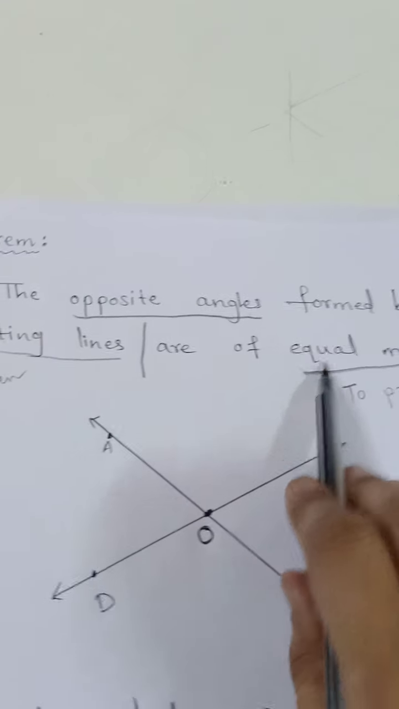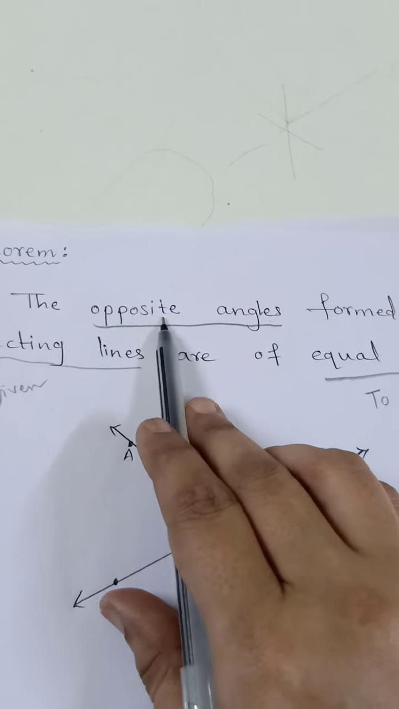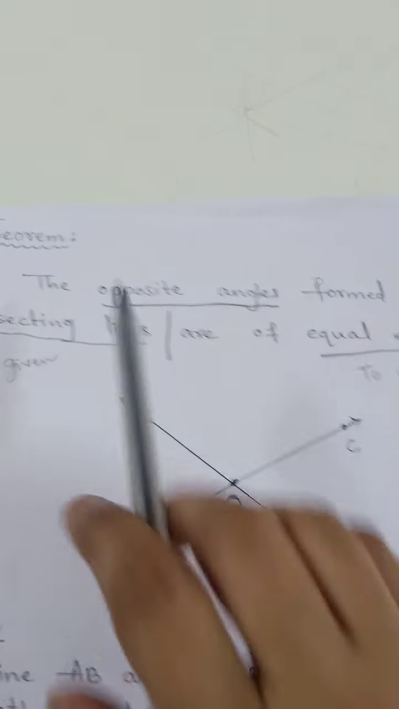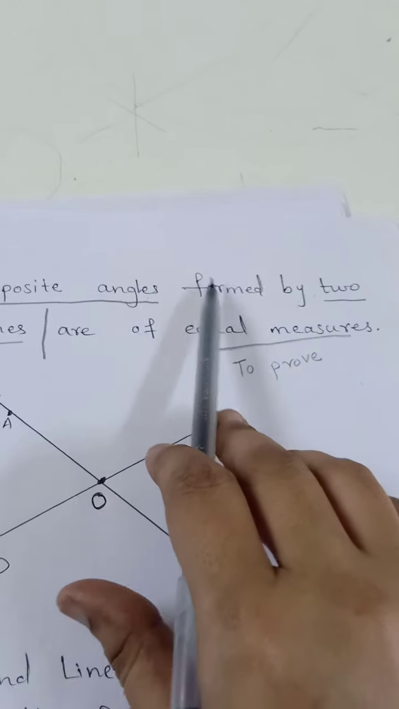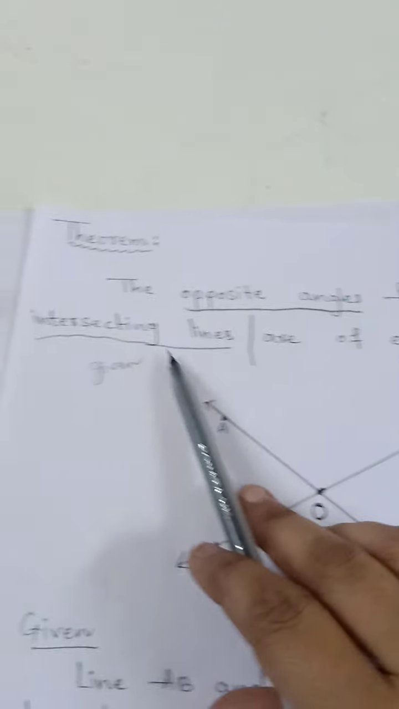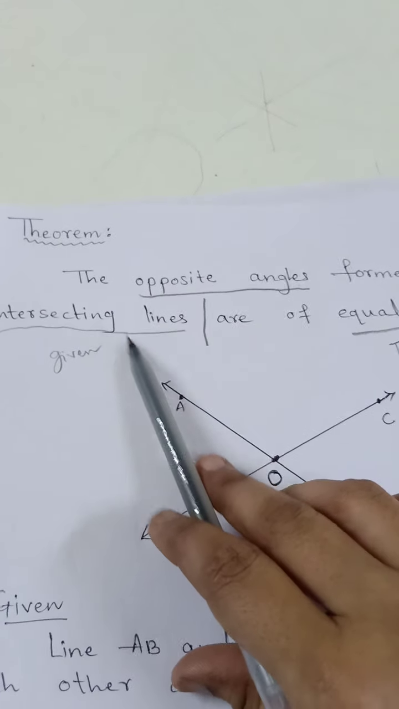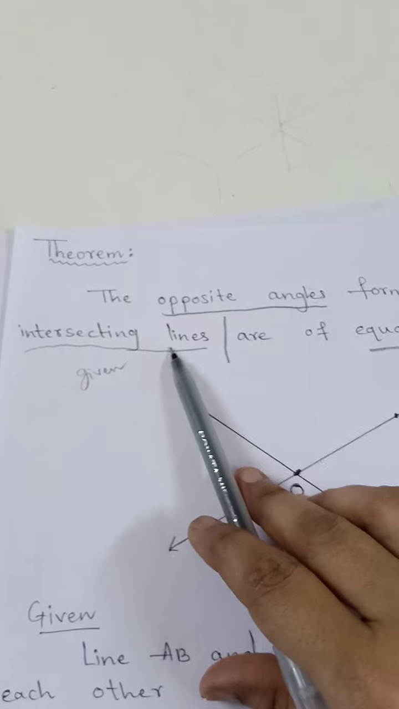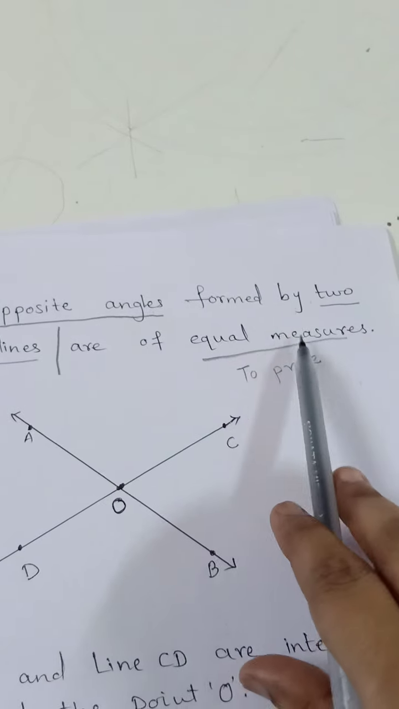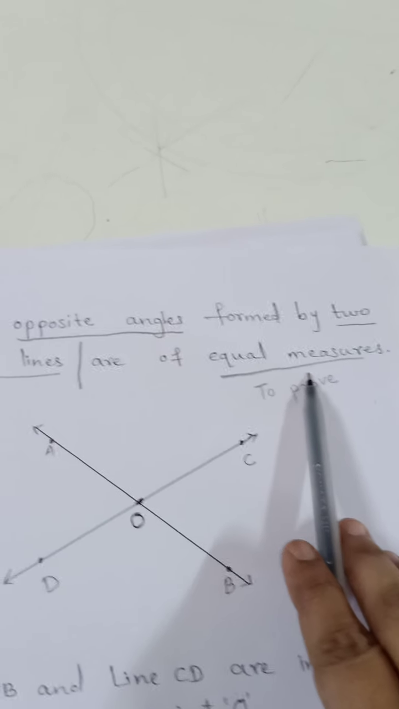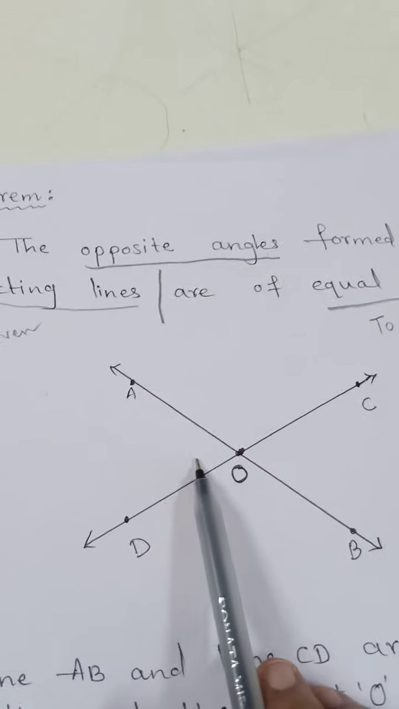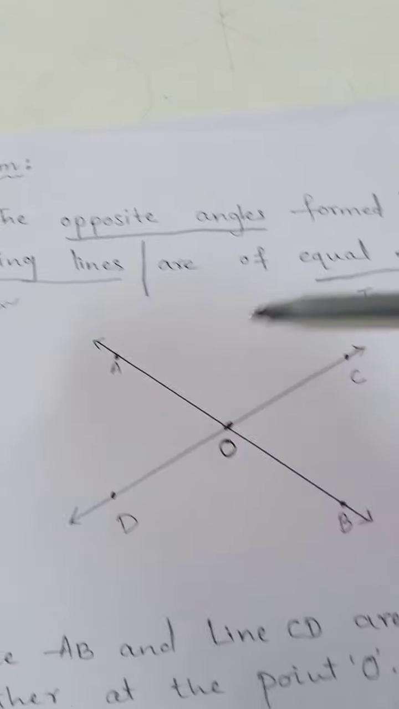What are of equal measure? It is nothing but the opposite angles. We will read the statement carefully. It is talking about opposite angles formed by two intersecting lines. The angles which are formed by two intersecting lines are of equal measure. We have to prove that these opposite angles are of equal measure. First of all, we will see what the opposite angles are here.